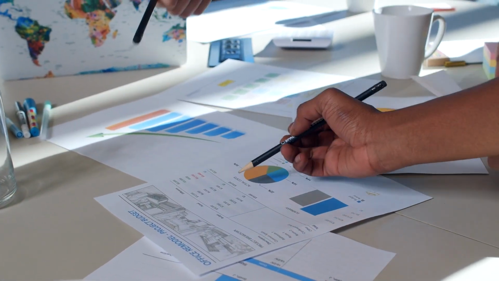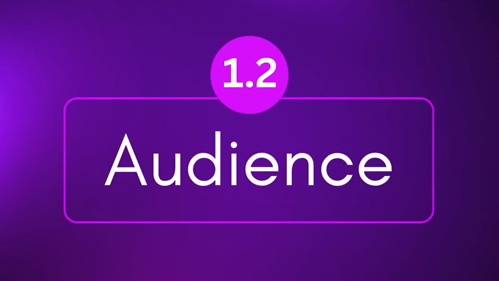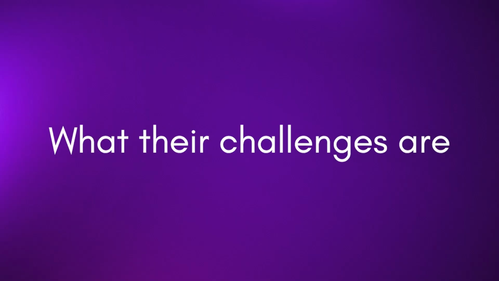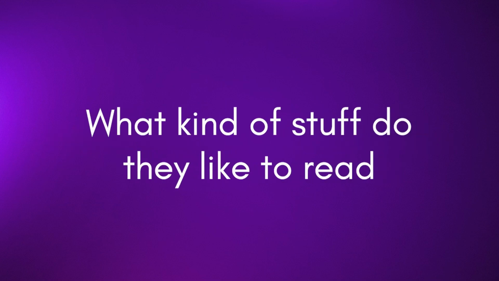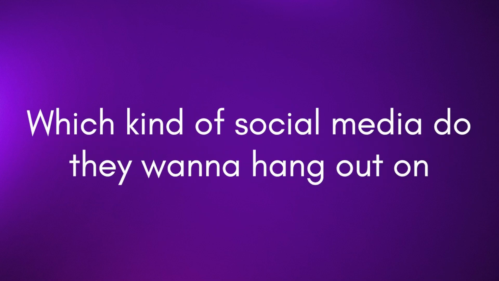Where do you stand vis-a-vis your competition? Who's the audience? What does your competition do for them? What do you do for them? How are you different? Etc., etc. The second is, and this is where it gets very specific, to nail down your audience as a person, not just an age group or demographic, an income range, a gender, etc., but really to understand what their challenges are, what their pain points are, who they are as people, what kind of stuff they like to read, which kind of social media they want to hang out on. So just really understand them as people so that you can better address how you help them.